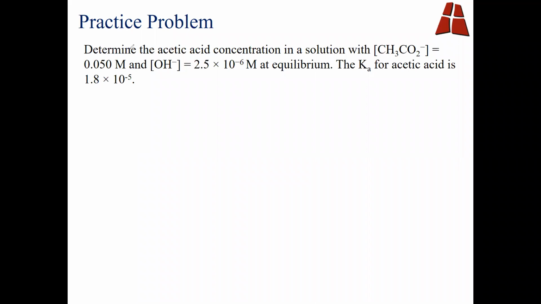In this practice problem, it says to determine the acetic acid concentration in the solution where we start with acetate, again our CH3CO2-, and we're given a concentration of that at 0.050 molar. We're also told that our concentration of hydroxide is 2.5 times 10 to the negative 6th molar at equilibrium.